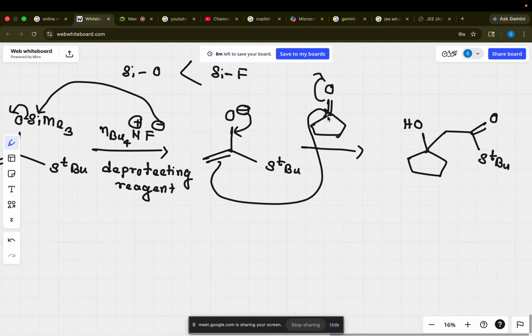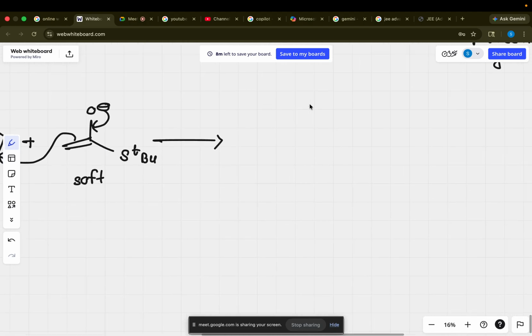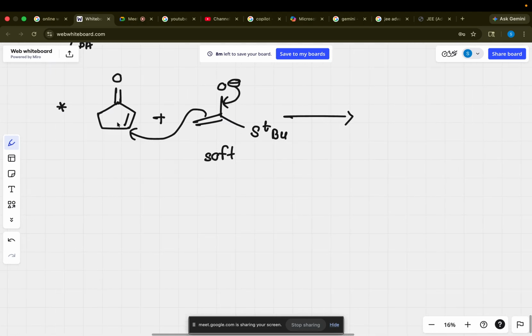Only this is the electrophilic position, right? That is why this carbon is attacking here. In the above cases we have no option because we have only one electrophilic center. But here we have options, we have a choice between the hard center and the soft center. So that is why it will attack on the soft center, okay.